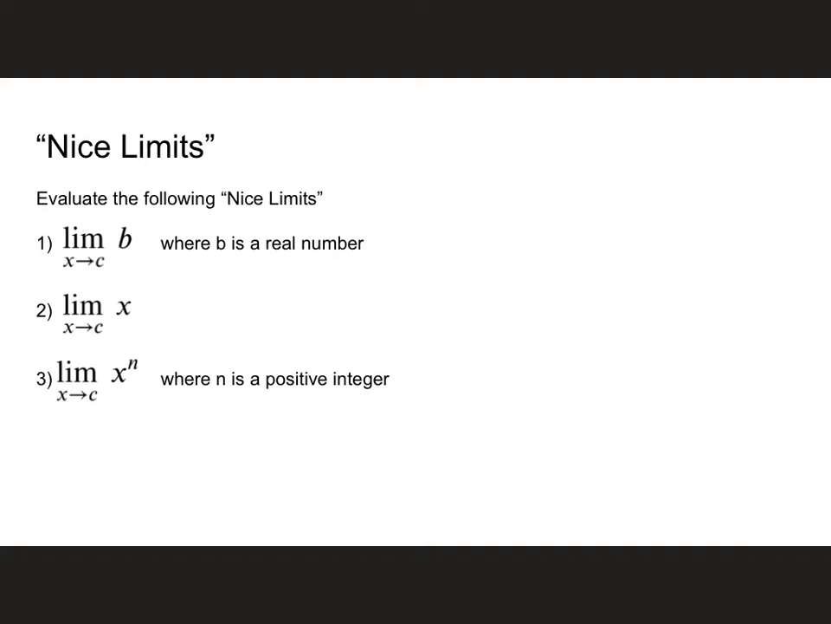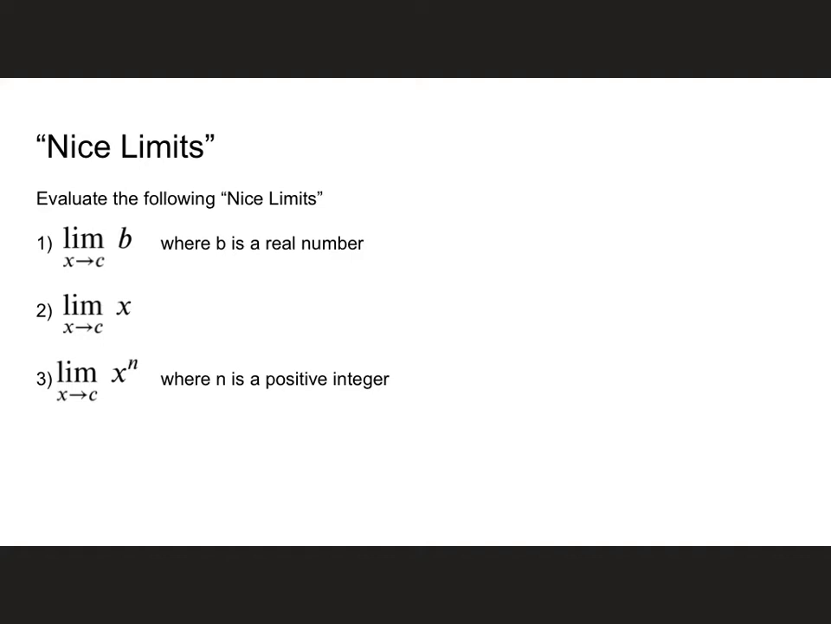So I'd like you to pause the video right now, and I'd like you to consider these three rules. The limit as x approaches c of b, where b is a real number, the limit as x approaches c of x, and the limit as x approaches c of x to the nth power, where n is a positive integer. I'd like you to consider those. So pause the video right now and see if you can figure these out on your own, what they should equal. Go ahead, pause the video. I'll be here when you get back.